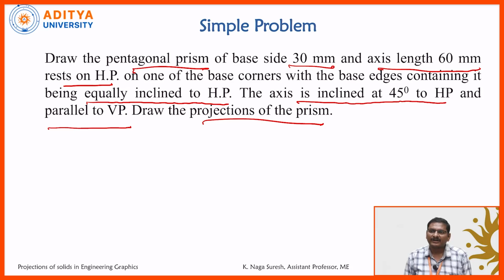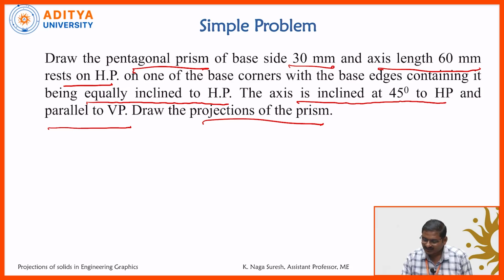Here they have given a pentagonal prism. We know that there are different polygons: pentagon, hexagon, heptagon, octagon. A pentagonal prism has 5 sides, and each side is of equal length. The side is 30 mm, as given in the problem, and the axis length is 60 mm, which is the height of the prism. It rests on the HP with one of the corners.